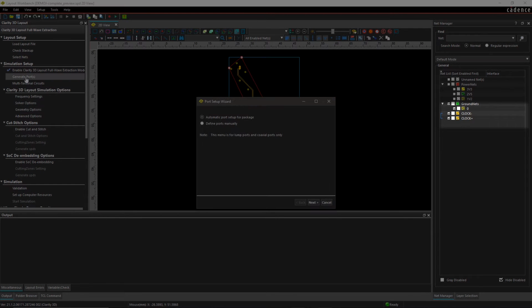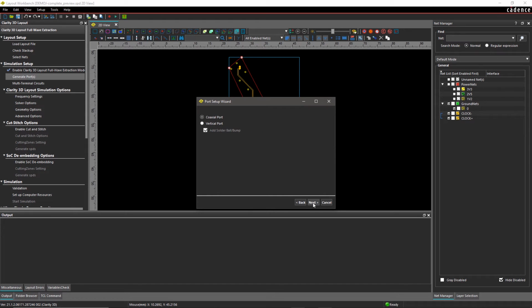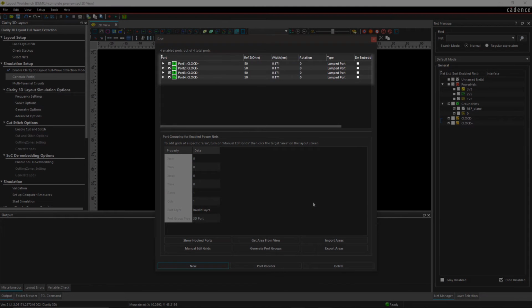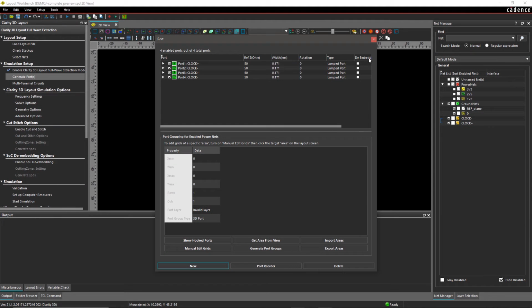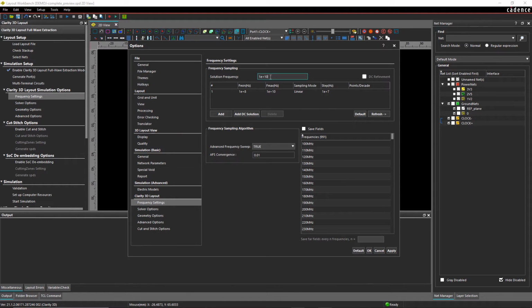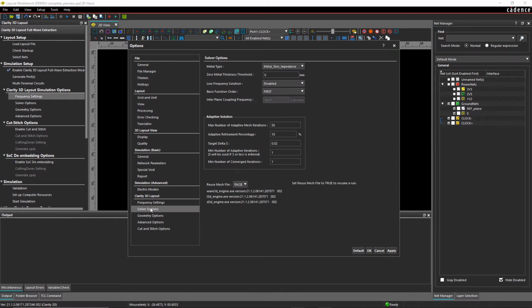Select the differential clock signals and easily generate the ports using the port wizard. The port wizard creates solder balls or bumps at the top or bottom metal layers based on your input. Also, set up other parameters like solution frequency, mesh iterations, and geometry of objects for simulation.